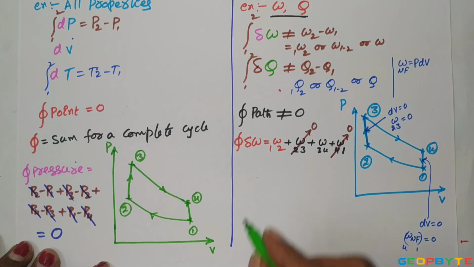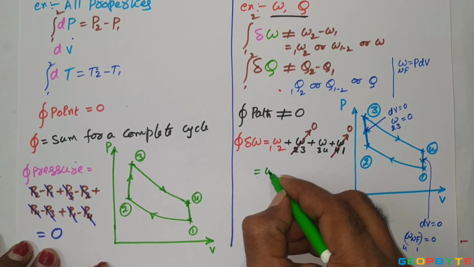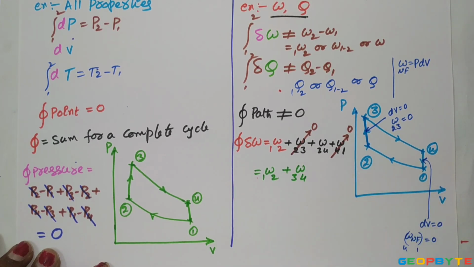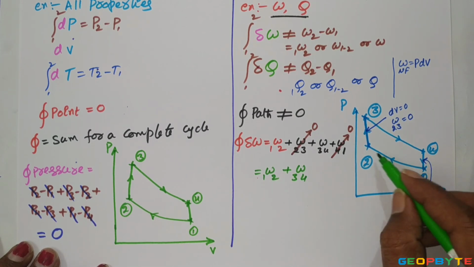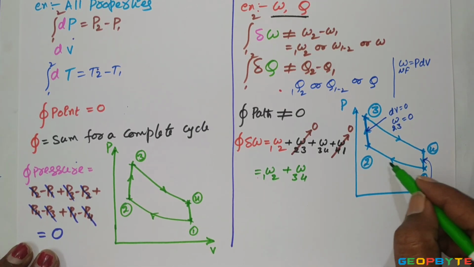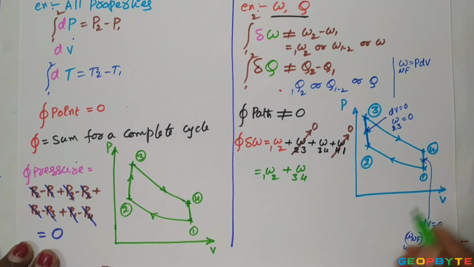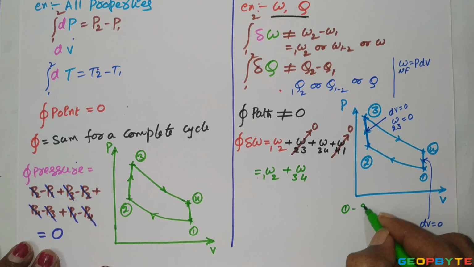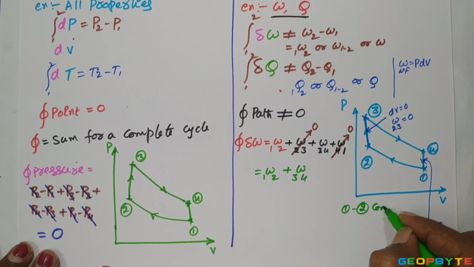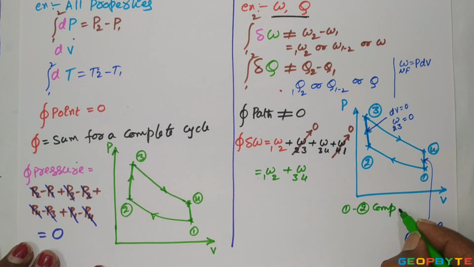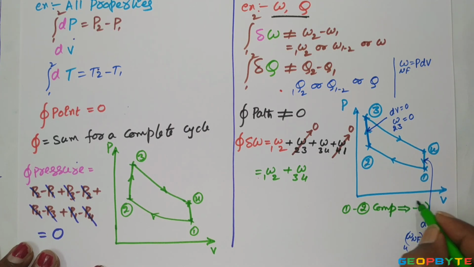Then cyclic integral thermodynamic work equals work for 1 to 2 plus work for 3 to 4. But look at the 1 to 2 process. During 1 to 2, pressure increases but volume decreases. Therefore, the 1 to 2 process can be called a compression process, because during compression pressure increases but volume decreases. Generally, compressors are power consuming devices, therefore the work interaction is negative.